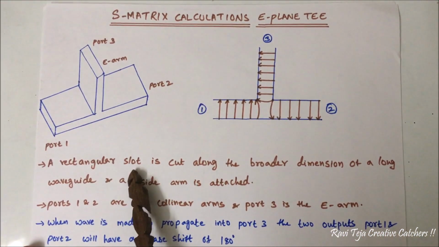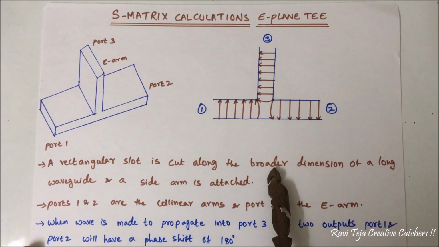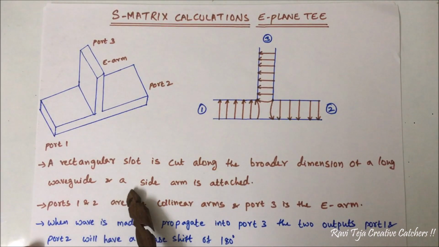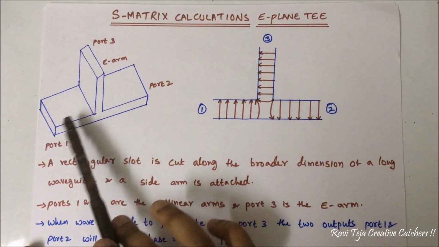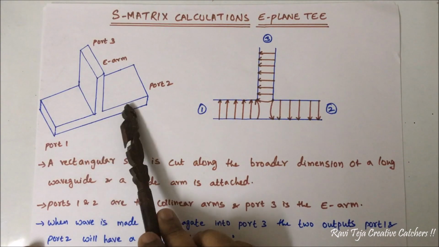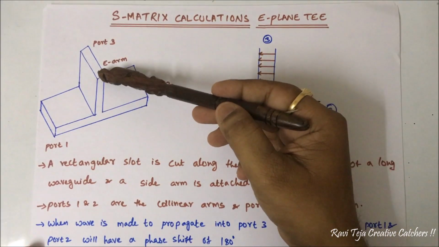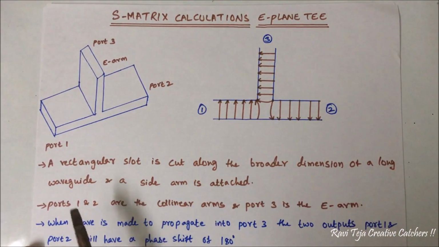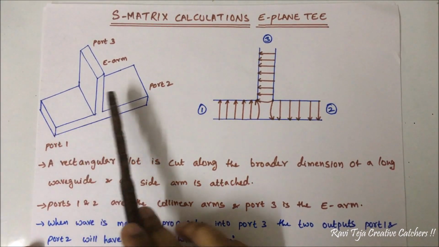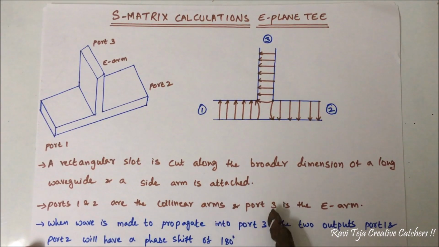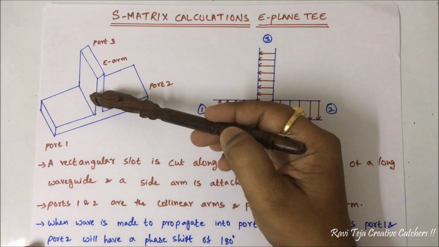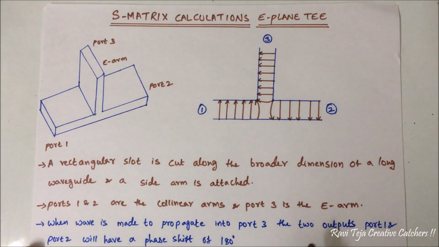A rectangular slot is cut along the broader dimension of a long waveguide and a side arm is attached. If you see here, this is a rectangular slot which is cut along the broader dimension of a waveguide and the side arm is attached, which we are calling the E-arm. Port 1 and 2 are the collinear arms, and port 3 is the E-arm.